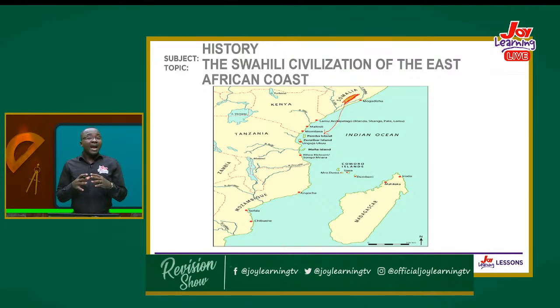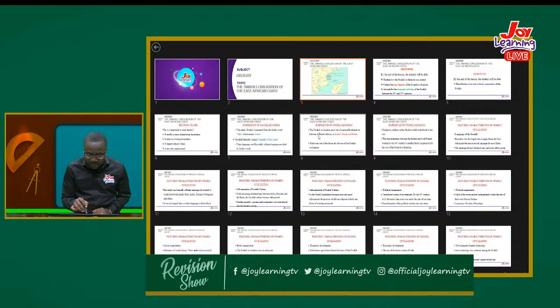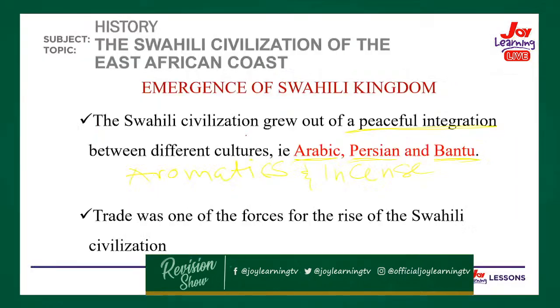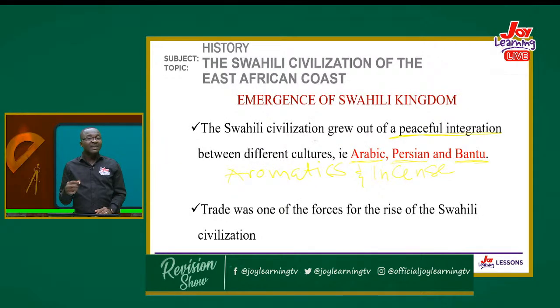Now, in this area, when they came, as we have established already, trade was the major thing that attracted them. They traded in aromatics as well as in incense. And I told you that the aromatics were sharp-smelling plant substances that were used for religious purposes as well as for the preparation of perfumes, as well as the incense. These were needed in India and in China for their religious purposes. So it attracted these people to come and settle along the Somali coast.